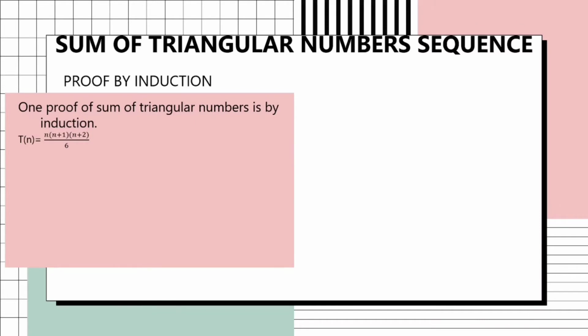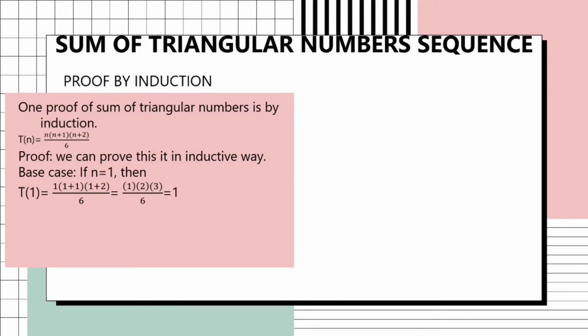So the triangular number, or the Tn, is equal to n multiplied by n plus 1 multiplied by n plus 2, all over 6. So we can prove this in an inductive way. So this is the base case. If n is equal to 1, then T1 is equal to 1 multiplied by 1 plus 1 multiplied by 1 plus 2 all over 6, which is equal to 1 multiplied by 2 multiplied by 3 all over 6, which is equal to 1.